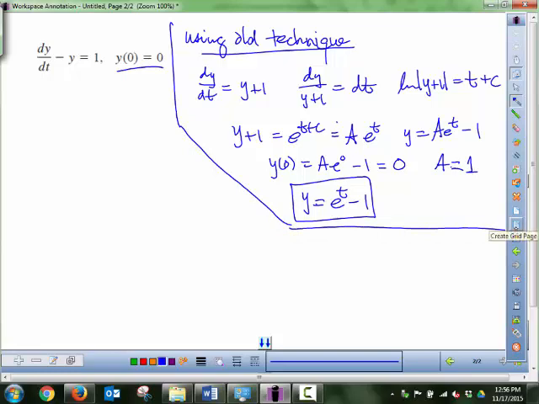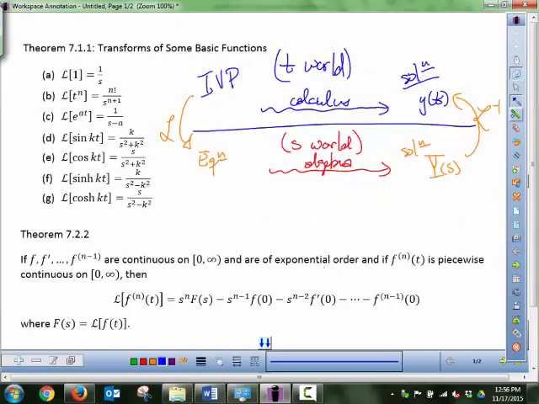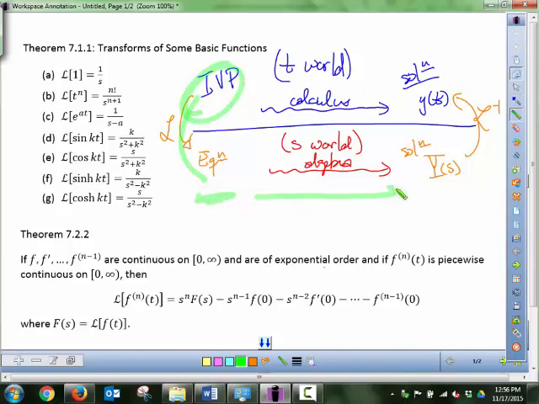So that's using an old technique, and the idea is that if we do this using a different technique, like power series or something, we should get the same answer, I hope. So let's use Laplace transforms and hope that we get the same answer. Our first task, if you look at our mind map here: we start off with the IVP, then we take the Laplace transform and get an equation in S, then we use algebra to solve for it, and then we bring it back to the real world. So this is our path.